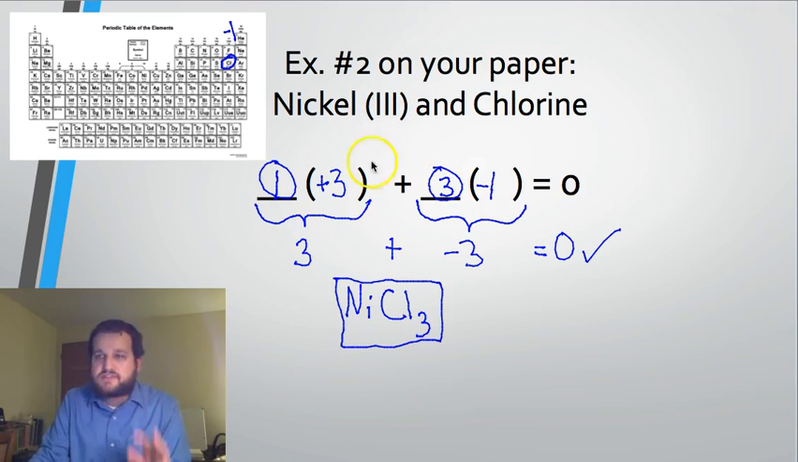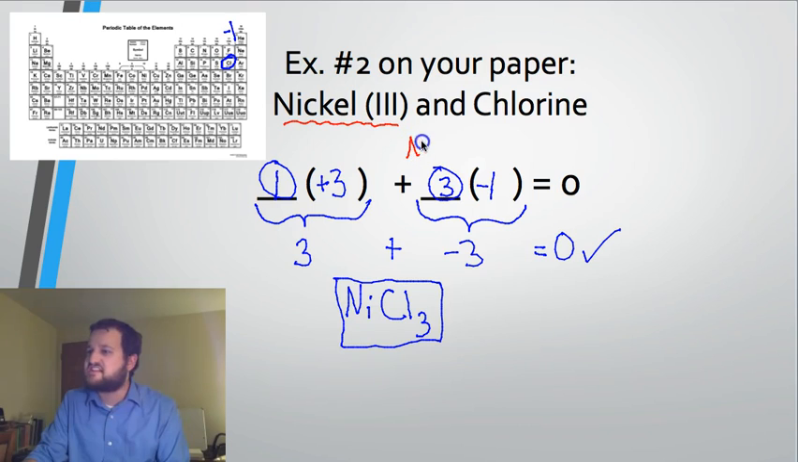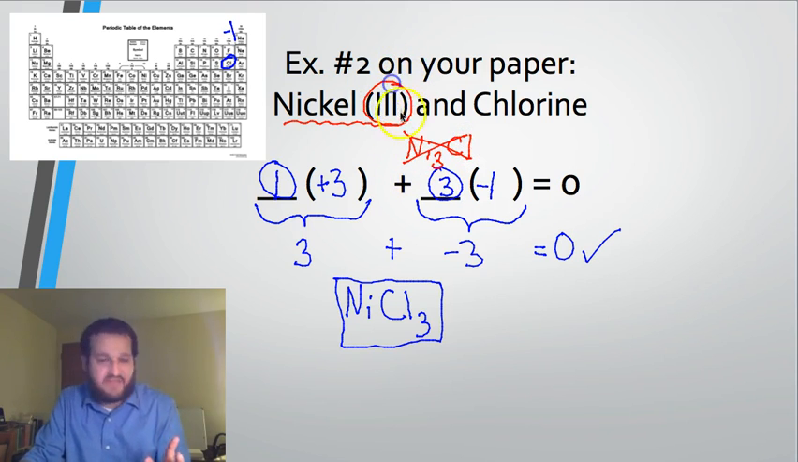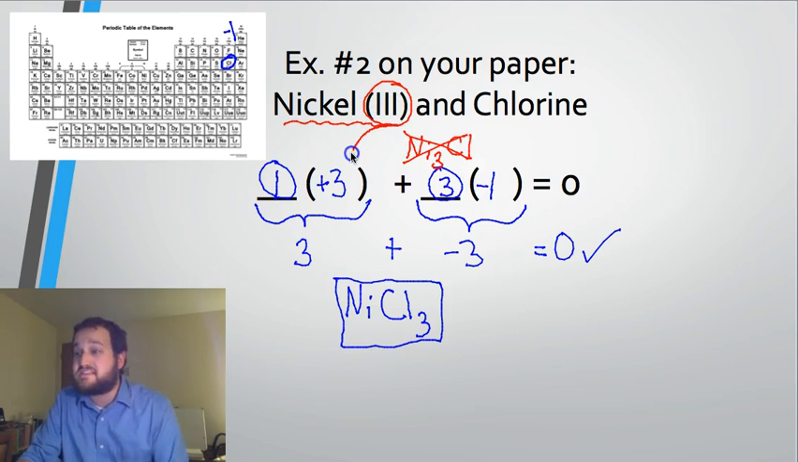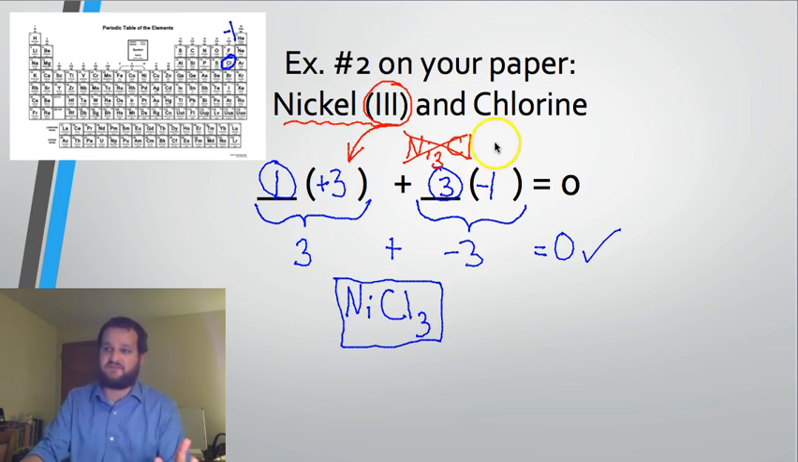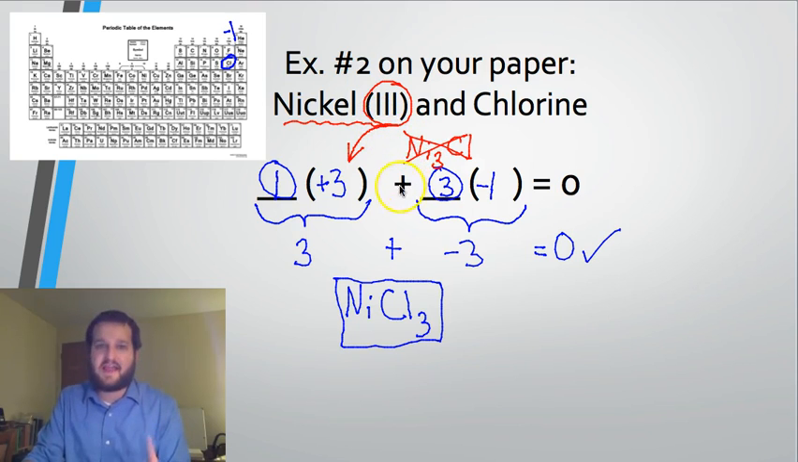Now, the most common mistake, I'm going to even do this in red. Don't do this. People look at this nickel(III) and they say, oh, well, that's got to be Ni3Cl. But that's wrong, because that 3 is not the number of atoms. That 3 is the oxidation state for nickel. And that's why I keep that in parentheses. Okay?